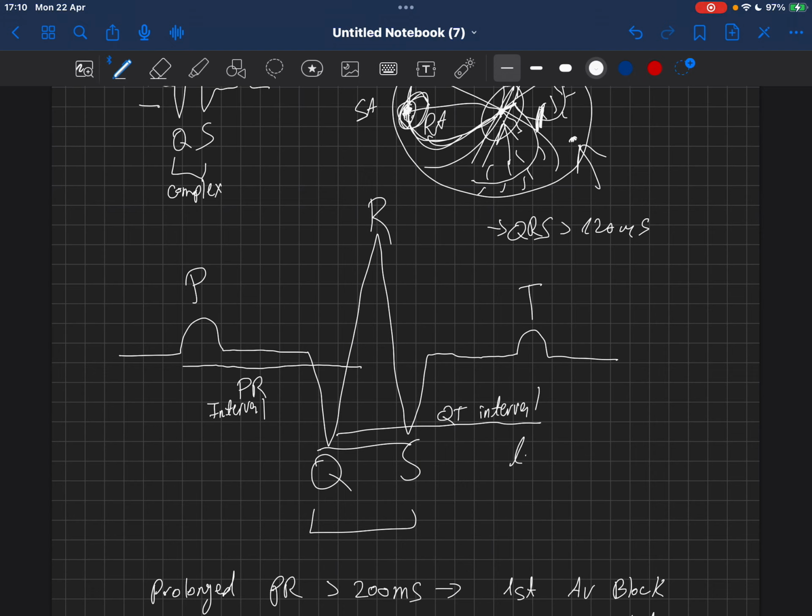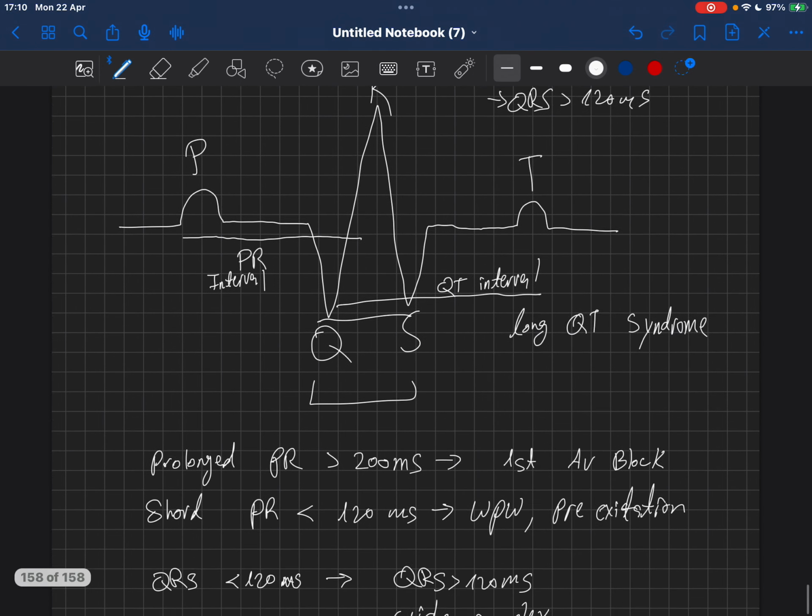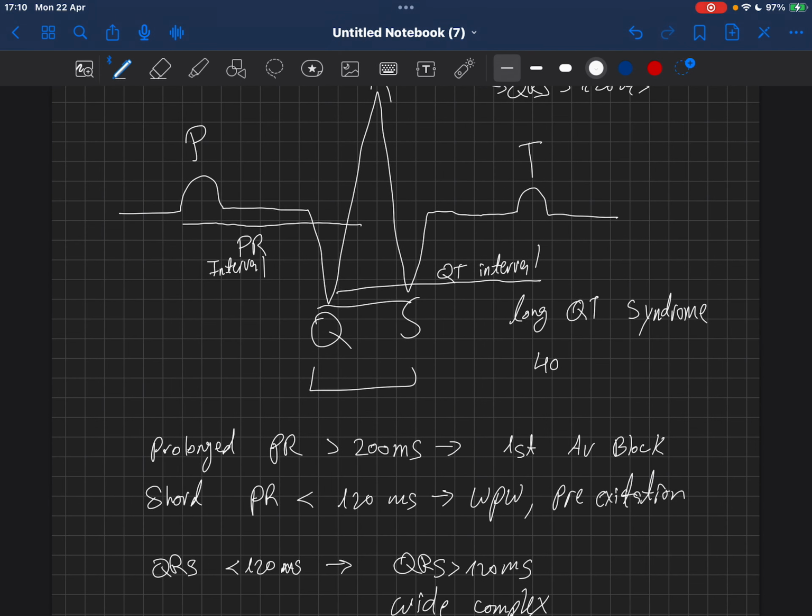This is important for pathologies like long QT syndrome. Now, what is the normal QT interval? It is defined in women to be, well, let's say it's around 450 milliseconds to 470 milliseconds duration, QT interval.